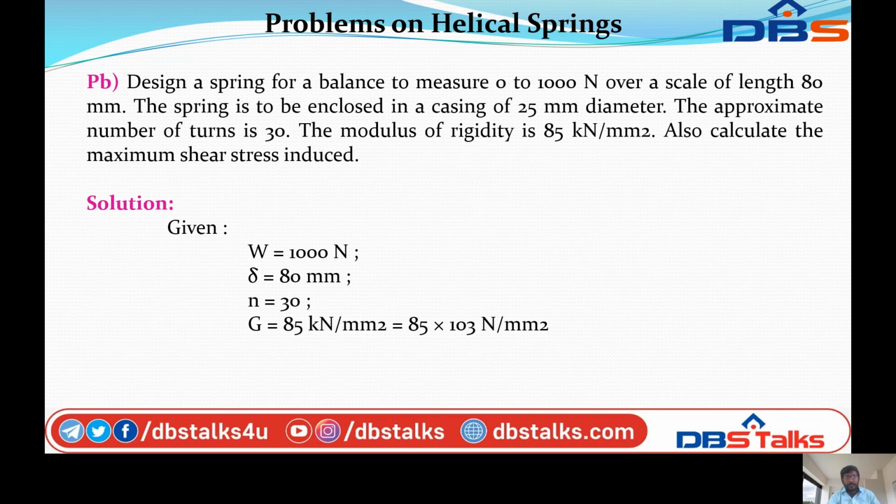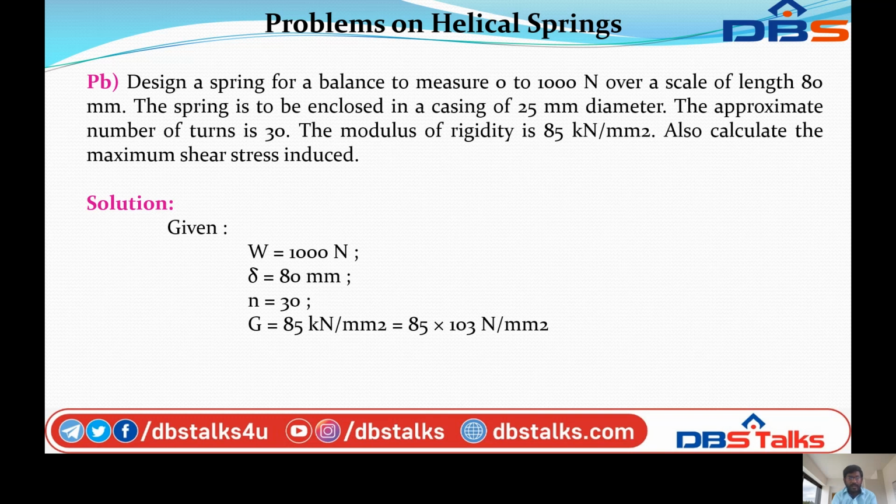Design a spring for balance to measure 0 to 1000 Newton over a scale of length 80 mm. The spring is to be enclosed in a casting of 25 mm diameter. The approximate number of turns is 30. The modulus of rigidity is 85 kN per mm square. Also calculate the maximum shear stress induced. So maximum shear stress means tau. You can calculate the tau also.